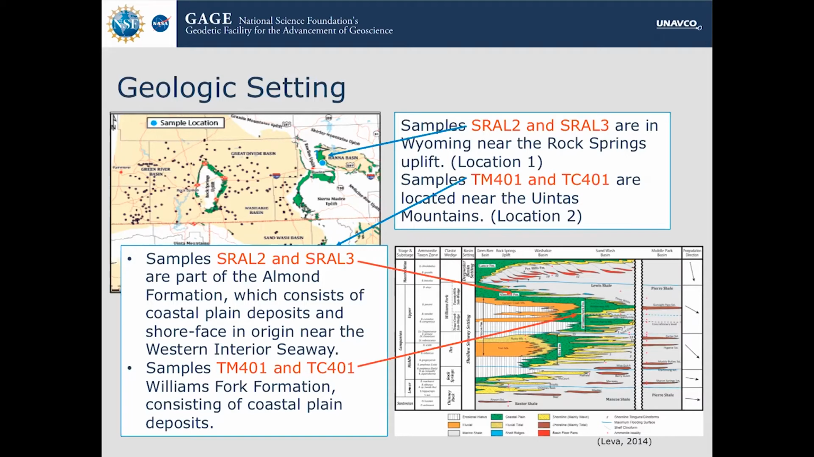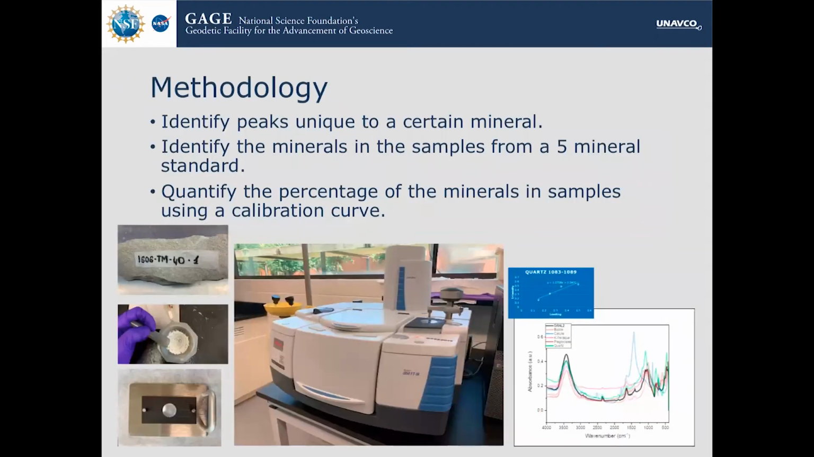TC401 are samples that are mostly coastal plain deposits. All right, so my methodology. As I explained earlier, when I ran the spectra and analyzed the spectra, I needed to identify the peaks that are unique to certain minerals. And then I used a 5-mineral standard, which was quartz, calcite, plagioclase, K-feldspar group, and biotite. And then I wanted to quantify the minerals in the samples using the calibration curve.